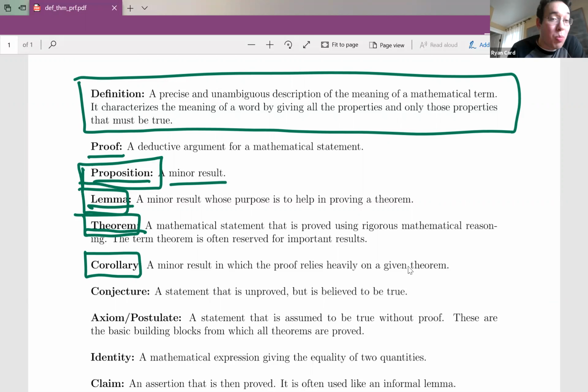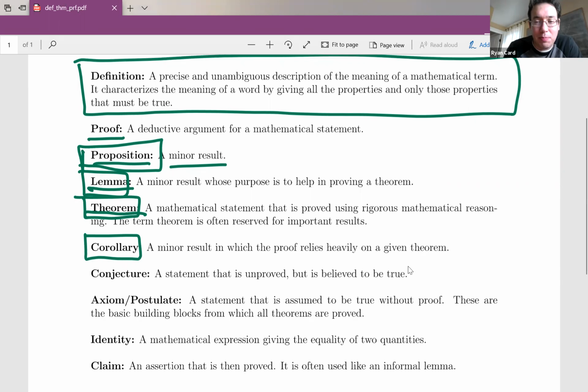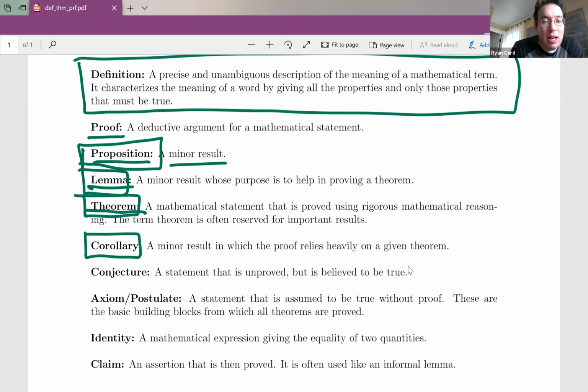The word theorem is usually used for a major result. This is an achievement, right? And usually the word corollary is used for a result that you get because another major theorem makes it easy to prove. So if it's a consequence of a more important theorem, you usually attach the word corollary to it.